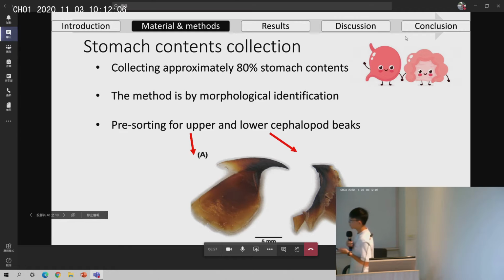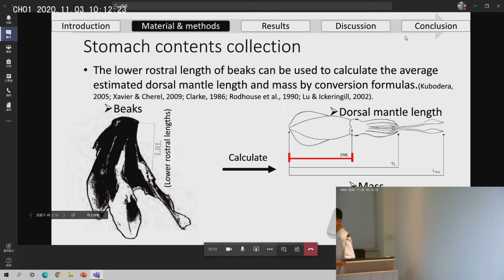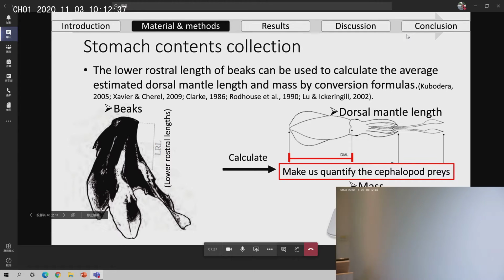For the materials and methods, we collected approximately 80% of the stomach contents, and sorted the mass by morphological identification. We did pre-sorting for the upper and lower cephalopod beaks. After we got the beaks, we measured the lower rostral length to calculate the dorsal mantle length and the mass by conversion formulas. These let us quantify the cephalopod prey.